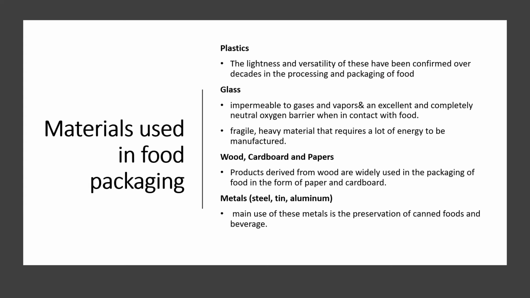As years have evolved and technology has been updated, a lot of new materials have been introduced into the food and packaging industry. However, these are the main materials we use nowadays. First we have plastics, which are easy to mold into desired shapes. The lightness and versatility of plastics have given them a big part in the processing and packaging of food. Also, they have a low cost and low energy consumption during manufacturing, so they have replaced a lot of traditional packaging materials.